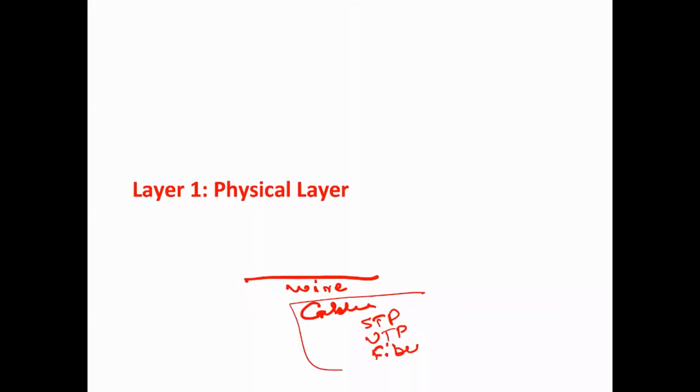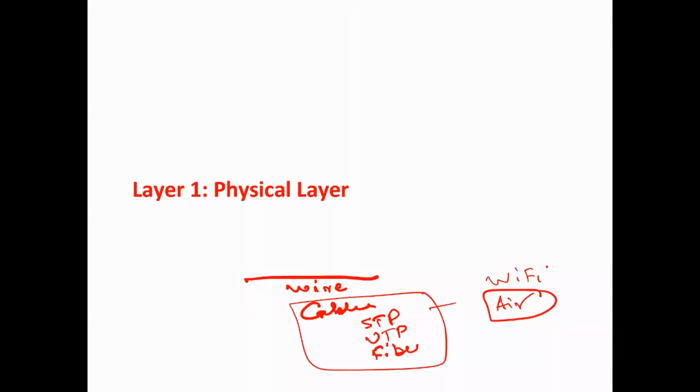So the first layer is the physical layer. The physical layer is nothing but the wire, like cables, which we call networking cables. We can have STP, shielded twisted pair cable, UTP, unshielded twisted pair cable, fiber cable, and so on and so forth, right? Or it could be Wi-Fi, which is nothing but air as a medium, right?